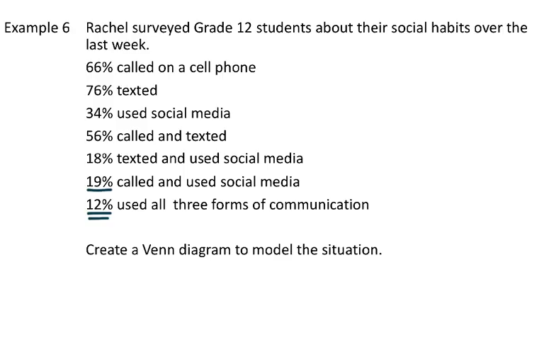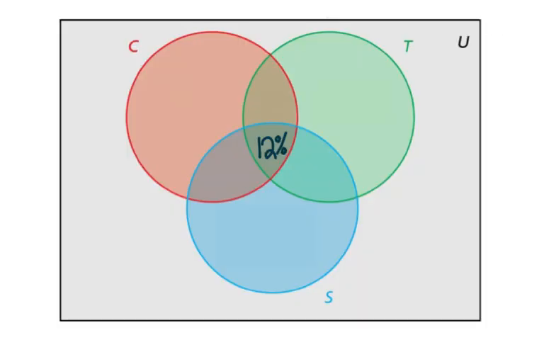We can then look back and say, okay, 19 called and used social media. So call, C, S, social media. That would be the intersection right here. And looking at that, we've already assigned 12% into that area. So to get what this part of the intersection would be, the 19% that we have to fit in there, minus the 12% we've already assigned. So 7% would do just calling and social media.